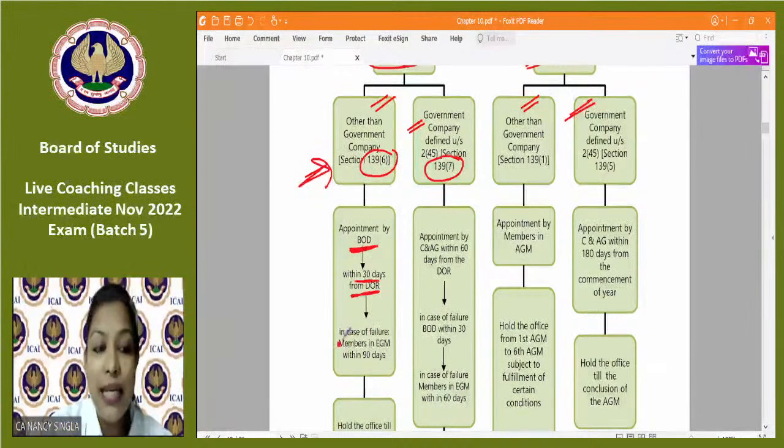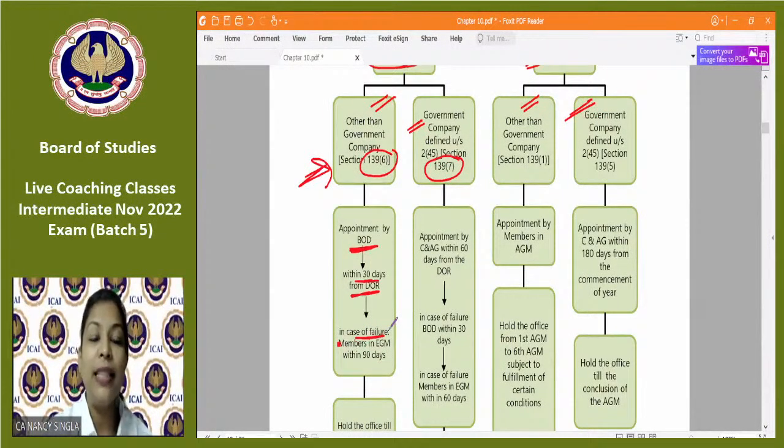ठीक है? In case of failure, that board of directors is unable to appoint an auditor, then the board of directors will inform the members, who shall then appoint the first auditor in EGM, extraordinary general meeting, within the next 90 days. तो पहले 30 days का टाइम पीरियड किसको दिया? बोर्ड ऑफ डायरेक्टर्स को. बोर्ड ऑफ डायरेक्टर्स अपॉइंट नहीं कर पाते 30 days फ्रॉम द डेट ऑफ रजिस्ट्रेशन ऑफ द कंपनी, किसको इन्फॉर्म करेंगे? मेंबर्स को. Who shall appoint the first auditor by convening an extraordinary general meeting within the next 90 days. ठीक है?